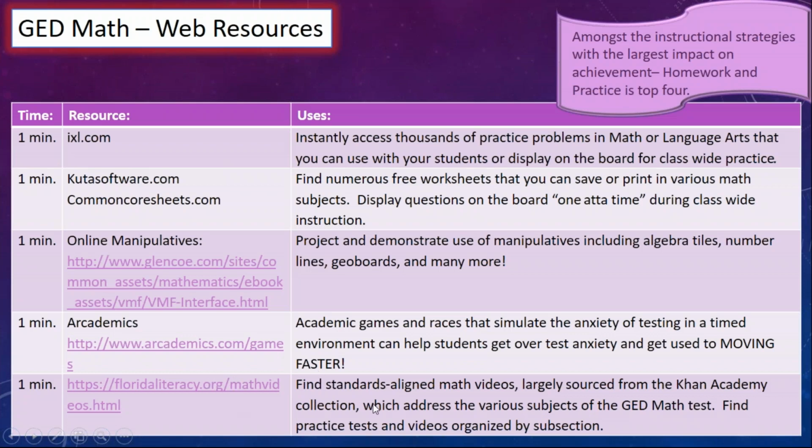Amongst the instructional strategies with the largest impact on achievement, homework and practice is top 4. So really what I find is that in working with students, it's worth it to take the time to let them practice a skill. I always tell students the GED test is about the number of points that you earn, not about the number of points that you don't earn. It's not about the questions that you miss. It's about the questions that you get right.